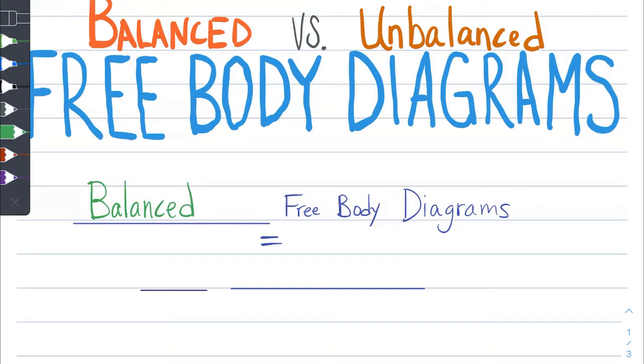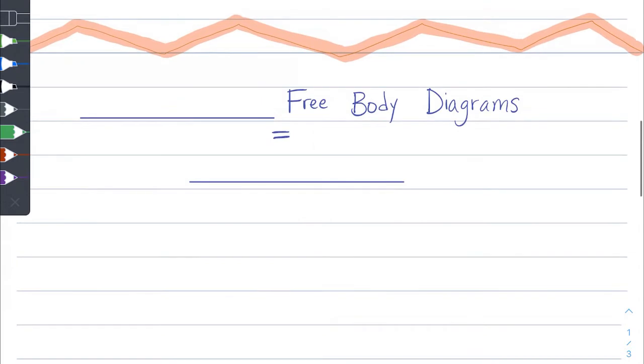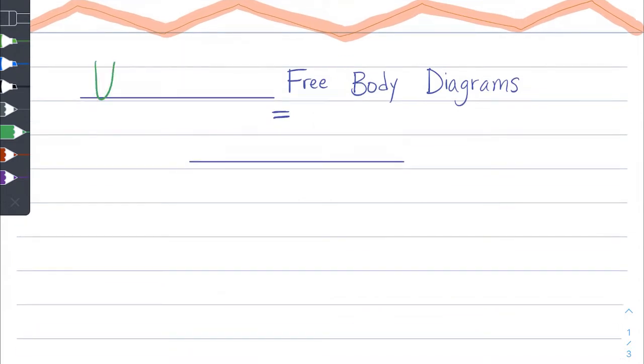free body diagrams. Now think about a teeter-totter. If everything is balanced on a teeter-totter, then there is no motion. Even though you might be suspended up in the air in a teeter-totter, if everything is balanced, there is no motion. There is not any movement at all. So you could probably then assume how an unbalanced free body diagram will be different.